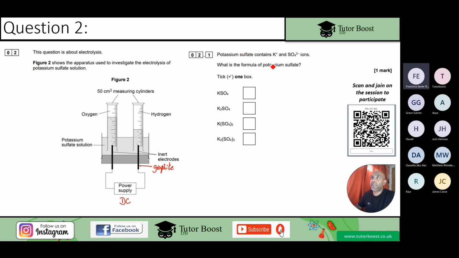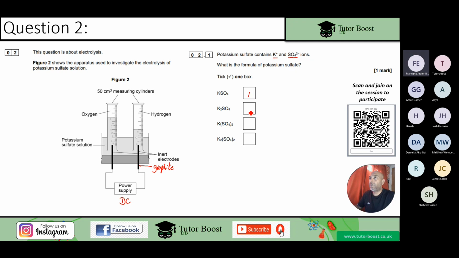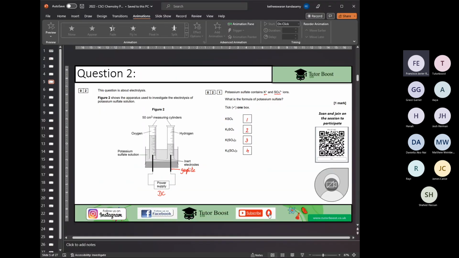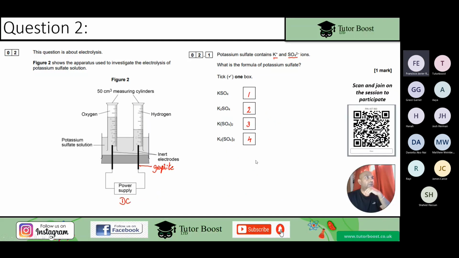Potassium sulfate contains K+ ions and SO4 2- ions. What is the formula of potassium sulfate? Can you write the answer on the whiteboard if it is 1, 2, 3, or 4? Yeah, Grace, you got it right. Yes, Daniel, you got it right. Well done. So the correct answer is K2SO4. So number 2 was correct.